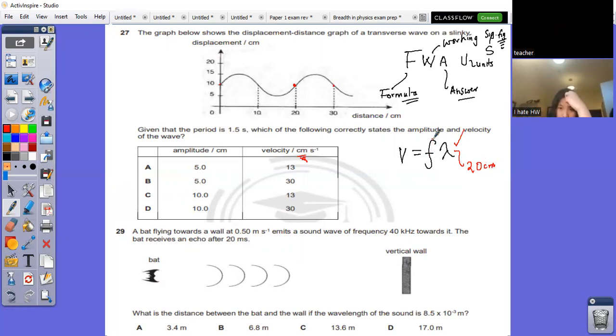Now, what is the frequency? Unknown. How can we work that out? 1 over 1.5. Correct. So I've got 1 over 1.5. Now 1.5 is the same as 3 over 2. So 1 divided by that, so it's 2 over 3 is the frequency. 40 divided by 3, roughly this will be 13.3 recurring. And our answer would be in centimeters per second. So the answer here is A. You happy with that? Yeah. Good. Number 29.